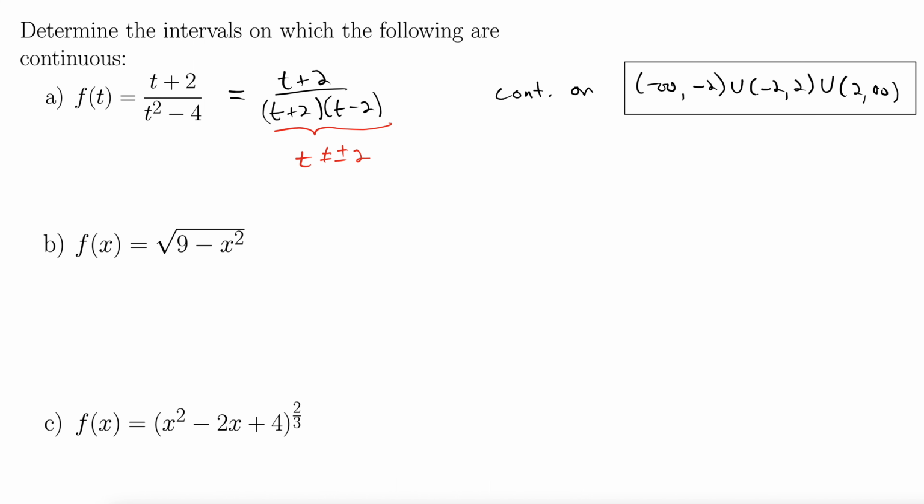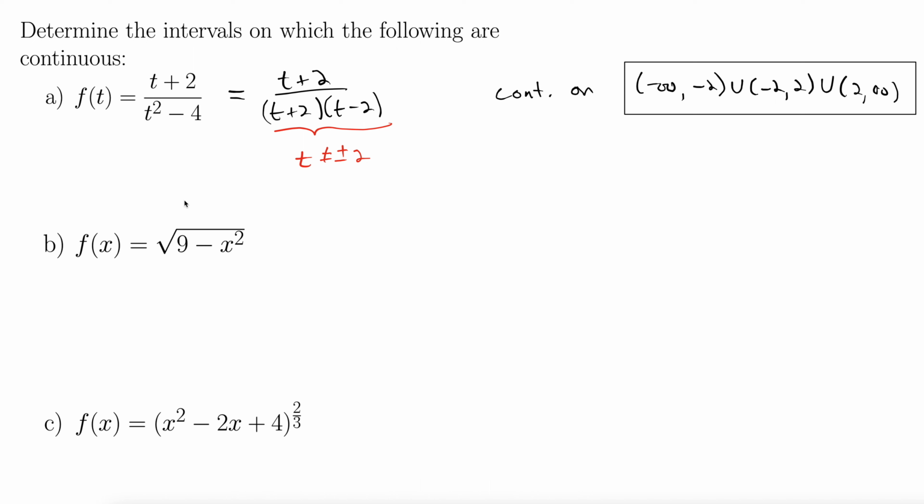Let's look at B. We know that radicals are continuous on their domains because we know that f of x to the 1 over n, that was from the theorem, that those are continuous on their domains. So we just need to figure out where the domain of this thing is, and it's continuous there. There are two ways to approach this kind of function. There's one that's super elegant, and if you happen to see it, I highly recommend using it.